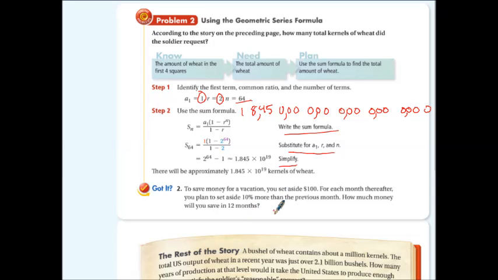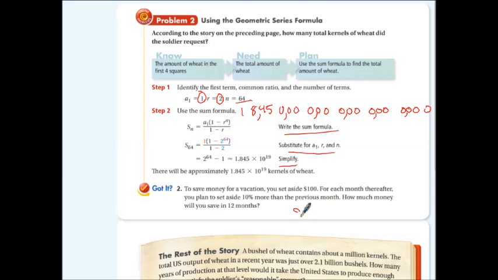So we know the starting value, it's 100. We know the common ratio here, hopefully you know that. I'm going to ask you to figure that part out. And then we know the n, how many terms, how many times. So that's 12. So go ahead and, if you can, pause the video right here and figure out how much money you'll have in 12 months. Go ahead and do that now.